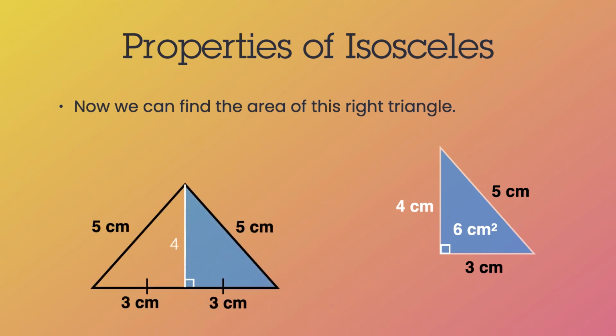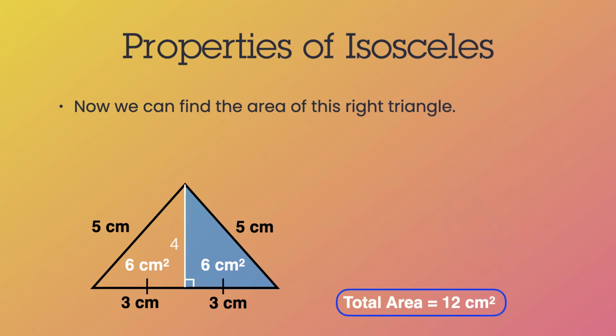Now that we have the area of one of the right triangles as 6 square centimeters, remember the other side was exactly the same, so it's also 6 square centimeters. So our total area for the original triangle that we were originally asked about, we would just add those up, and our total area is 12 square centimeters.